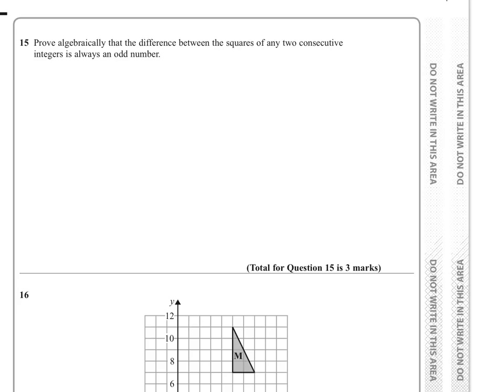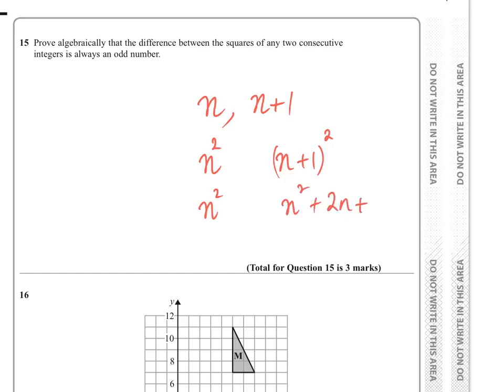Question 15. Prove algebraically that the difference between the squares of any two consecutive integers is always an odd number. Well, let's take an integer n, and then the next one after it, the next consecutive integer, will be n plus 1. So let's square these two numbers. So we'll have n squared here, and then n plus 1 all squared here. Now that's just n squared, but this is n squared plus 2n plus 1.